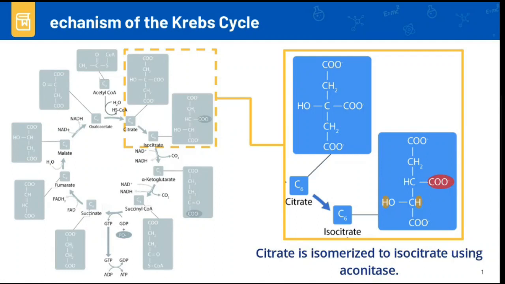Okay. So, as what I mentioned, this citrate undergoes isomerization and becomes your isocitrate via the enzyme aconitase. So the isomerization involves the rearrangement of the atoms of your citrate, which results in the formation of its isomer, your isocitrate. Okay, then this isocitrate undergoes oxidation, which results in the formation of your alpha ketoglutarate.